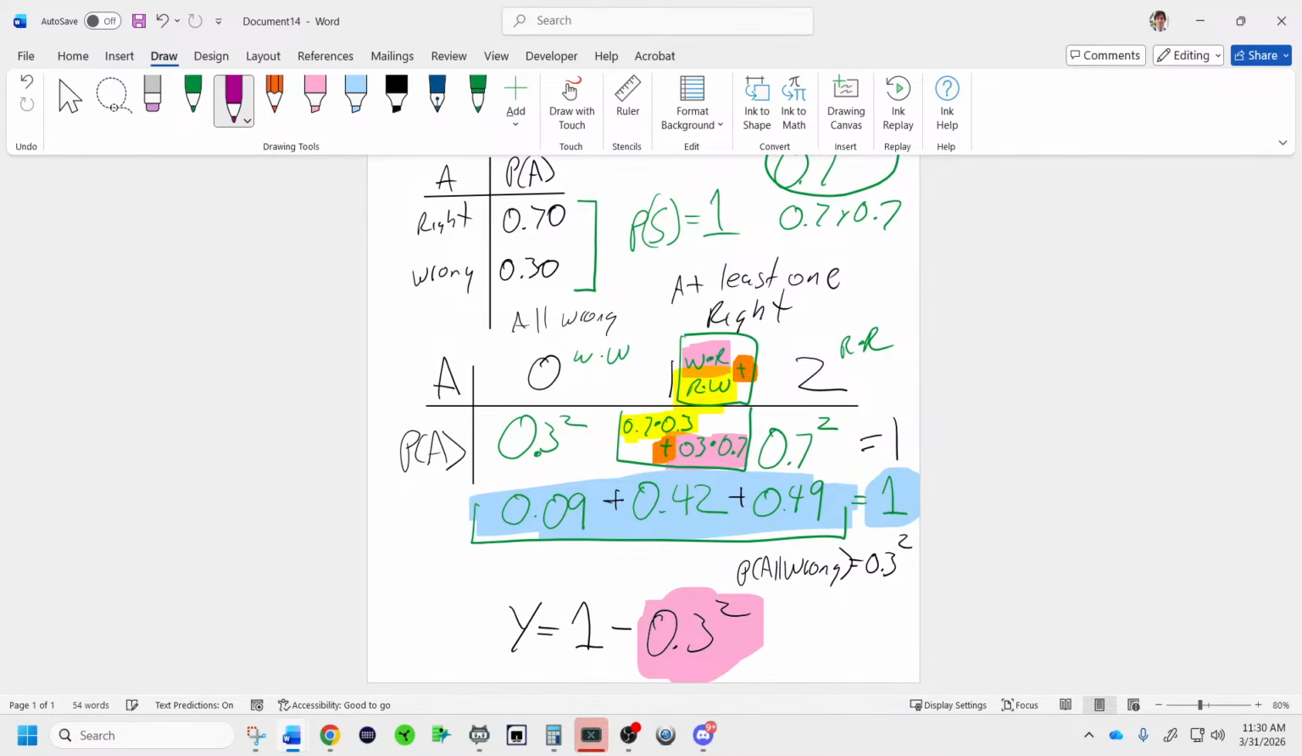So what you could do is just add these up. Or you could do what we did previously and subtract this from one. Does that make sense? You could subtract out of one, or you could just add these up, because this is one or more correct. This is you get one correct or you get both correct: wrong right, right wrong, right right.